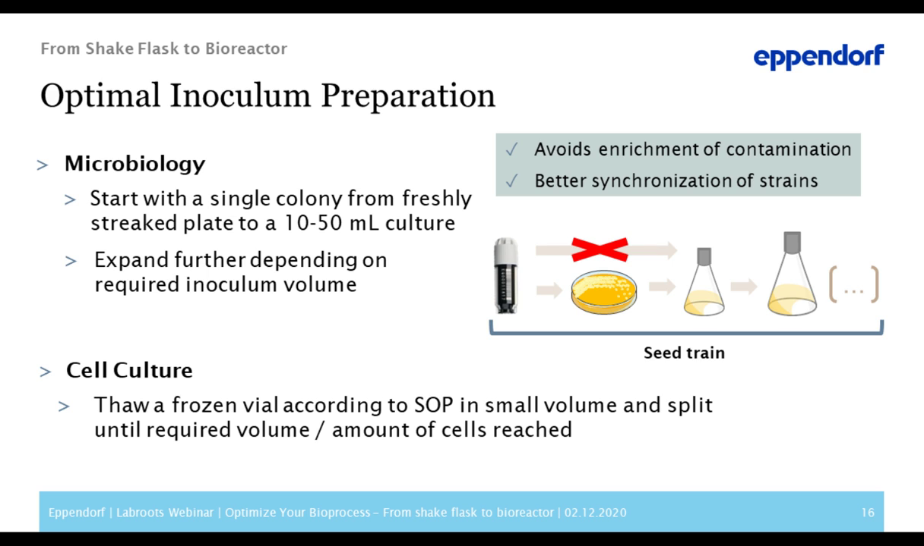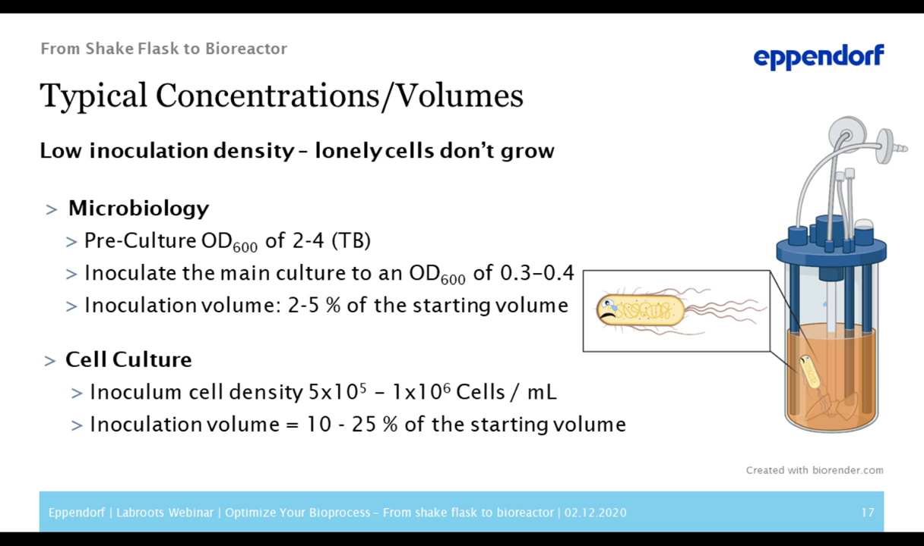So long seed trains are required in industrial settings where the inoculum of, say, a 300-liter reactor needs to be itself a rather large volume, 15 to 30 liter, for instance. For cell culture, the vial is thawed according to cell-specific SOP, that is depending on the cell type, cell line, in a small volume and either static or shaken and expanded by splitting cells. And here the expansion process is called seed train as well.